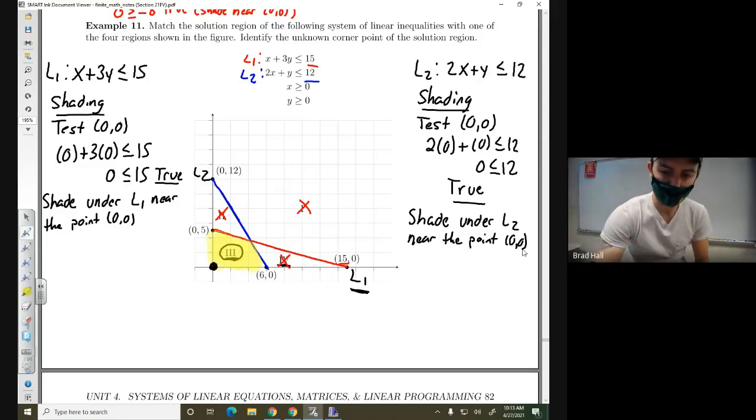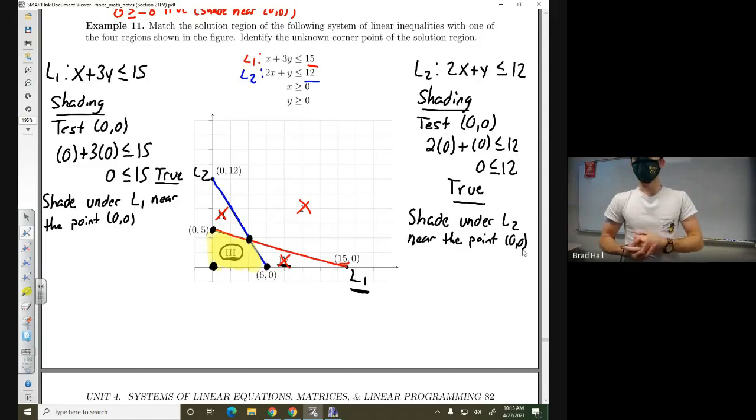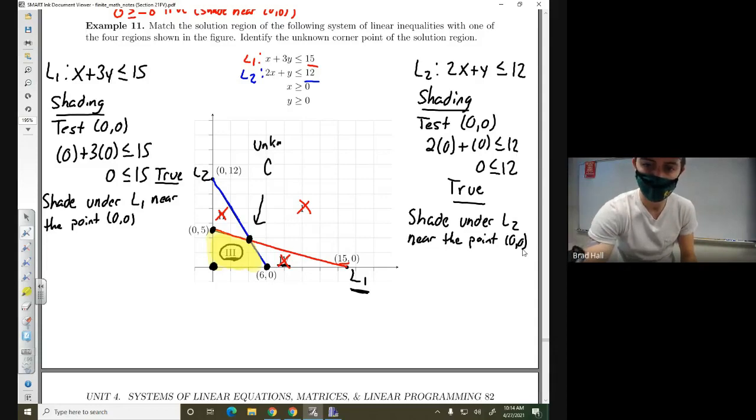This point right here, the origin, this point up here, this point of intersection, and this point down here. These 4 vertices ultimately make up this region, or these are all the regions in which 2 or more lines intersect. Now, 3 of these points are already known. We know the origin, we know the y-intercept, we know the x-intercept. So the question is, this is the unknown corner point.